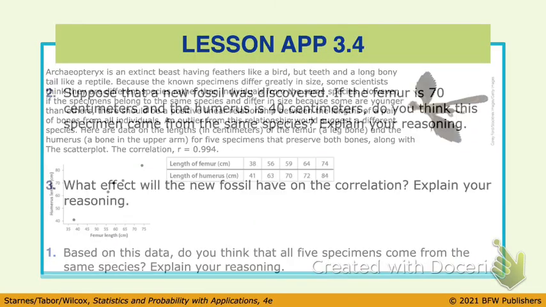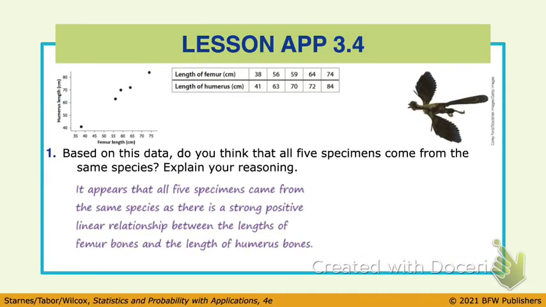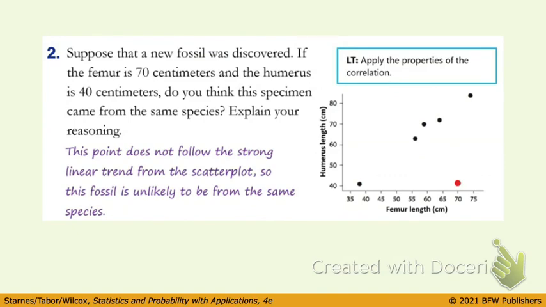So let's see what we've got here. It says, this point does not follow the strong linear trend, so this fossil is unlikely to be from the same species. Okay, so this point does not follow the trend, so this fossil is unlikely to be from this species.